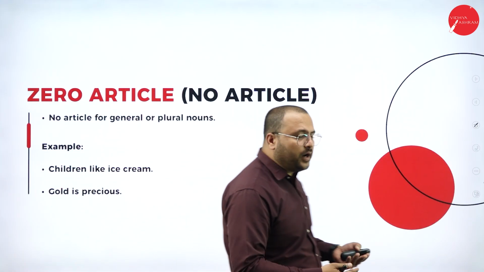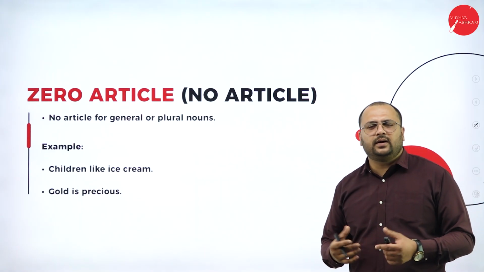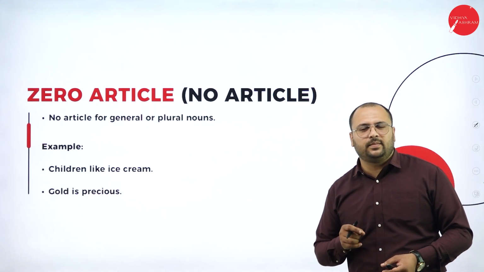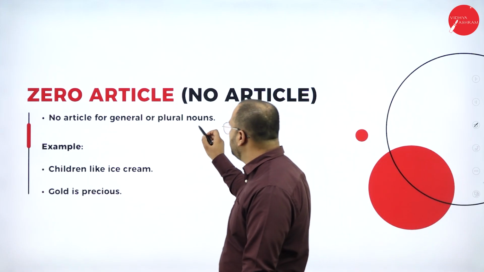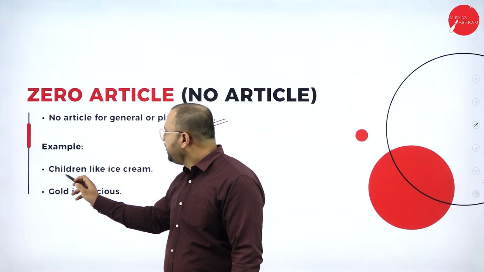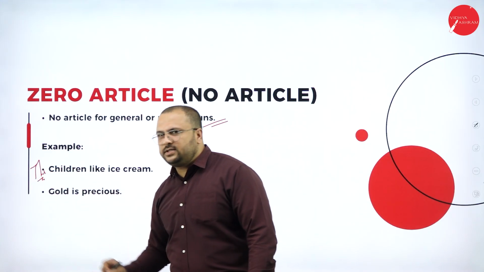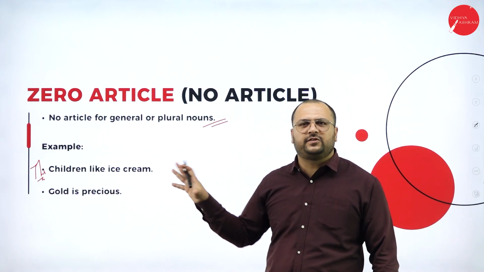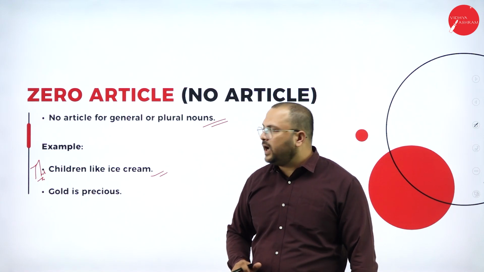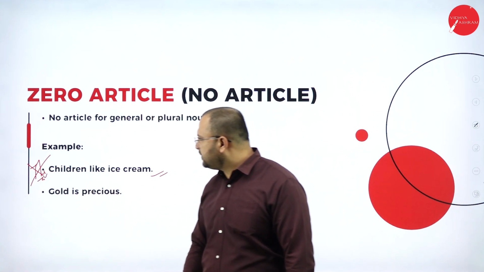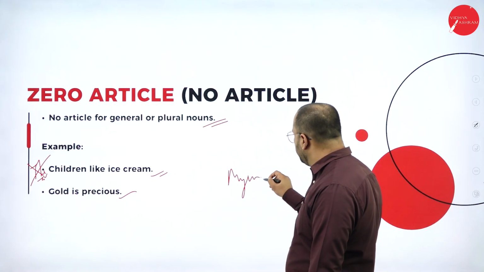And sometimes there are no articles used along with the words. Like we can't say the Mysuru when you are referring to a place. You can't say the Mysuru. You can simply call it Mysuru, for example. No articles for general or plural nouns. Example, children like ice cream. We can't write the children. If you write the children, then you have to specify which group of children it is. This is just a general statement. Children like ice cream. So there you need not use any article here. Gold is precious. Mysuru is clean.